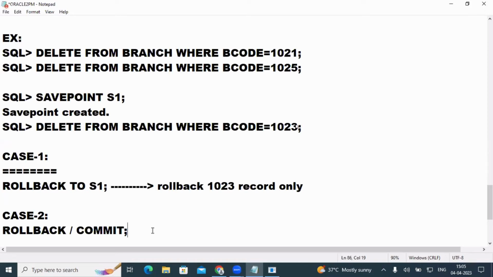Okay, now. Right. So this is case one: roll back to a specific savepoint. Case two is your choice: roll back or commit, you can use either.